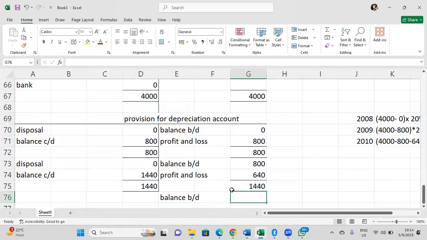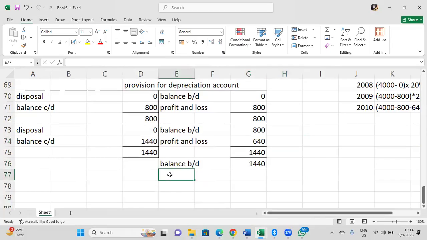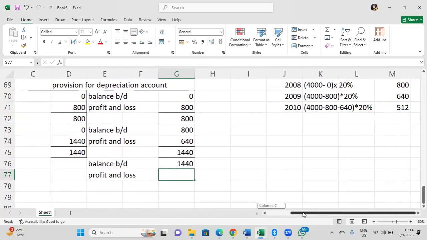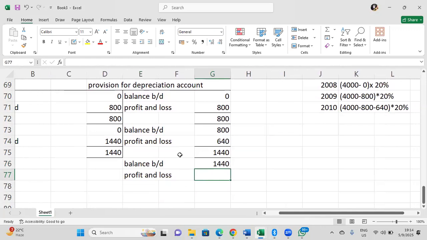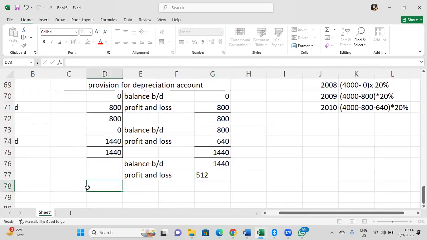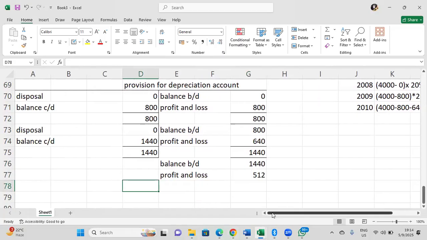Now we are in the year 2010. In 2010, the depreciation for that year goes to the profit and loss. The depreciation for that year, which we had not recorded, in this case is 512. So the depreciation for this year is 512.